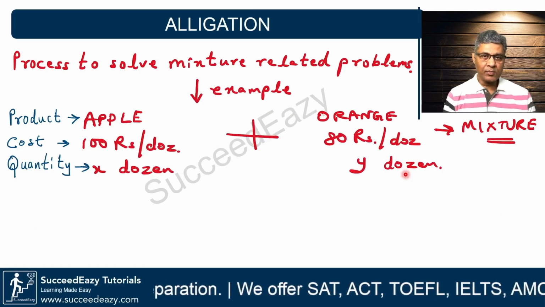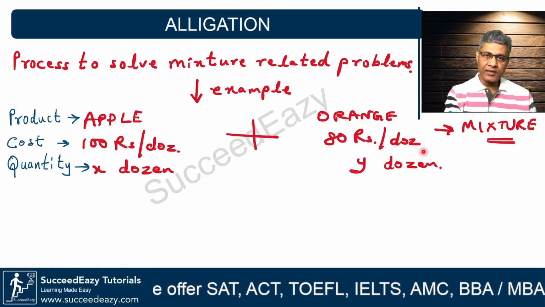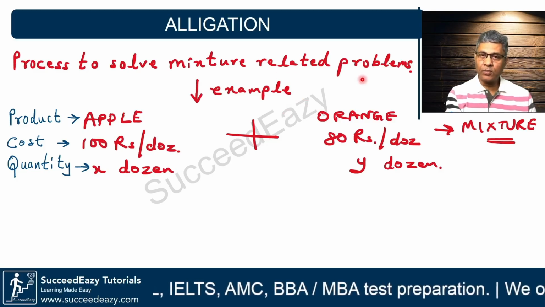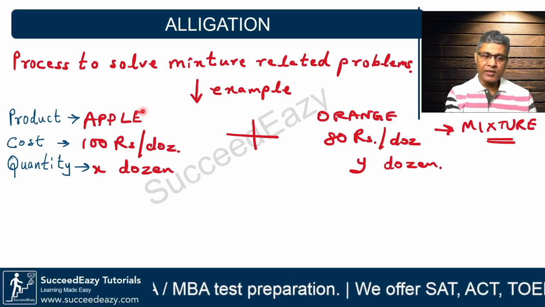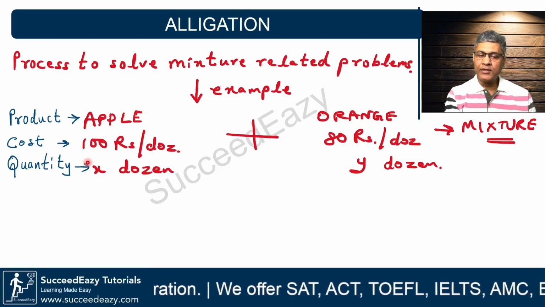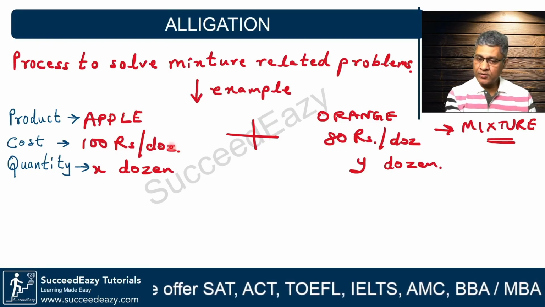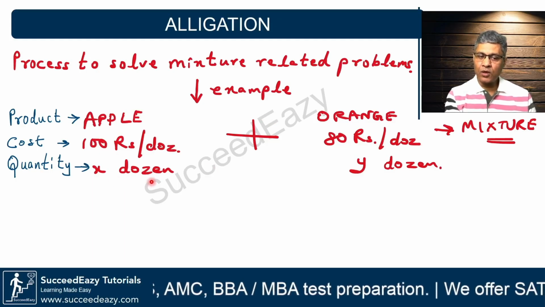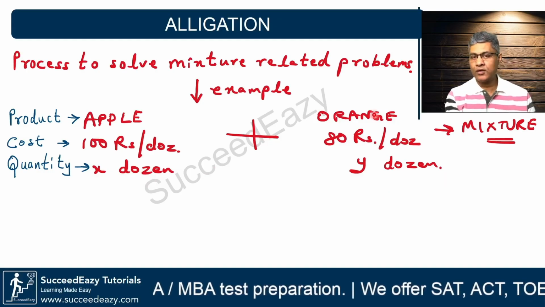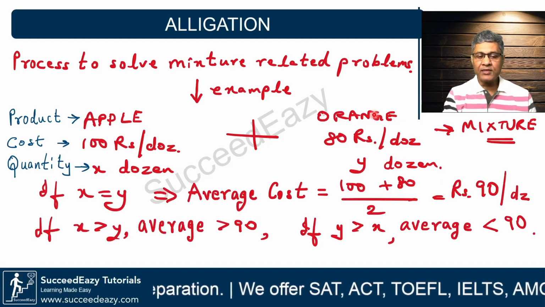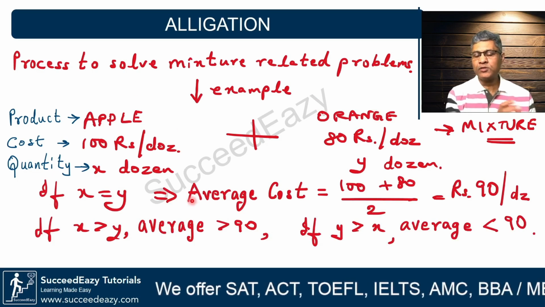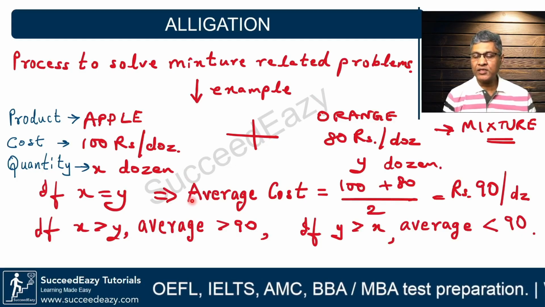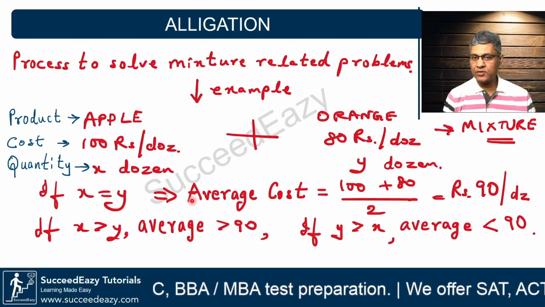Let's now understand the process of alligation. Let us take an example to see how the process helps us solve mixture related problems. So let us take apples and oranges. Let the apples cost rupees 100 per dozen and the oranges rupees 80 per dozen. Let us take X dozens of apples and Y dozens of oranges. So if X is equal to Y, that means we take apples and oranges in equal measure, then the average cost is going to be 100 plus 80 divided by 2. That is 90 rupees per dozen, right?